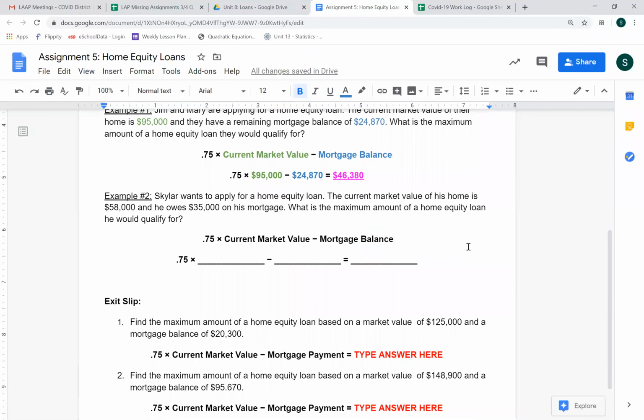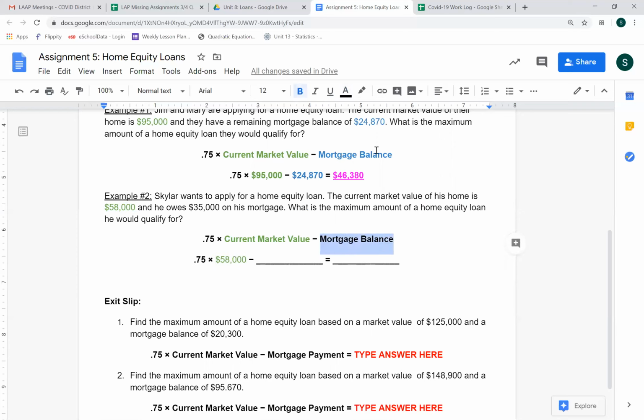Okay, example 2. Skylar wants to apply for a home equity loan. The current market value of his home is $58,000 and he owes $35,000 on his mortgage. We want to find the maximum amount that he would qualify for a home equity loan. Again, same formula: 0.75 times the current market value, which in this case is $58,000. So we'll plug that in here.